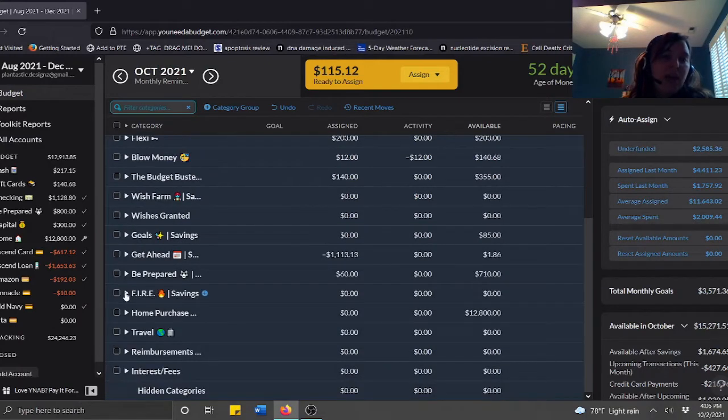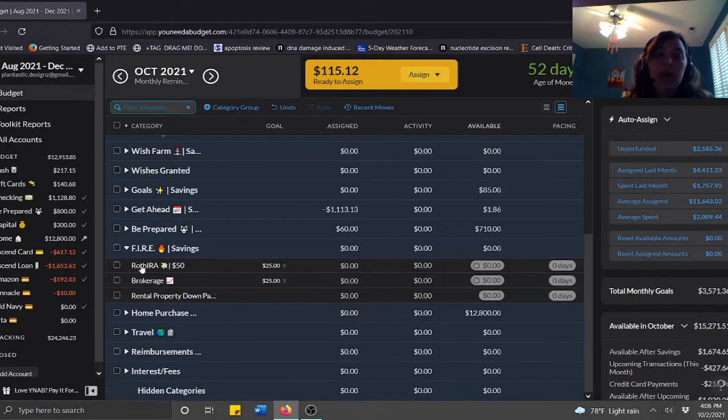Okay, and then FIRE, which would be financial independence, retire early. I would love to be able to do that. There's a lot of moving pieces to that, but basically, once I get my be prepared category ready, the next step that I would start looking at would be FIRE. So I'd want to start putting more money into my retirement.